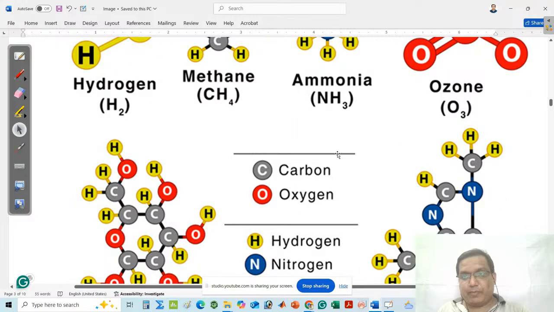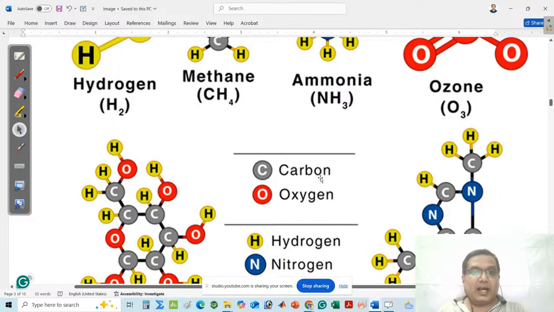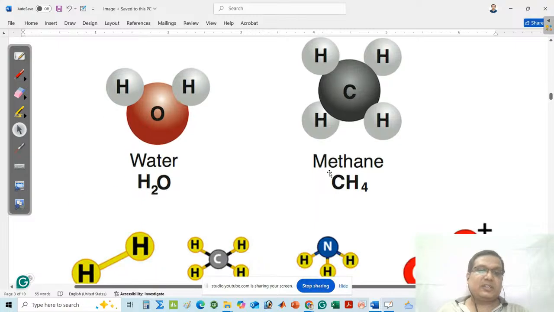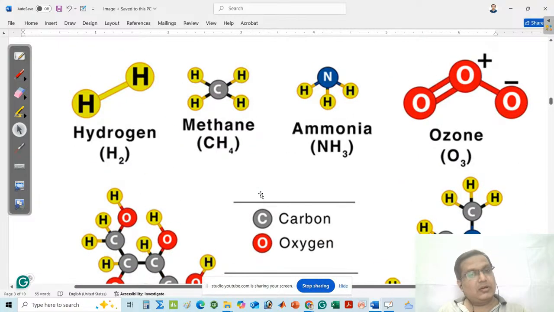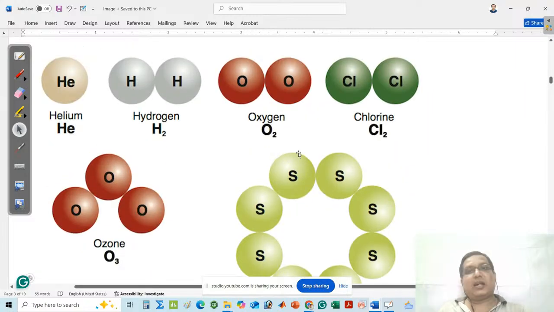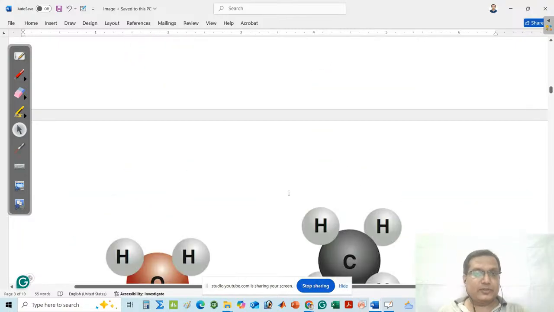Similarly, you can think about ammonia. Next, you can think about glucose. Sorry, these are the molecules. These are the molecules which are made by different types of atoms. Different type of atom means hetero, so they are said to be heteroatomic molecules. That means here you can say that molecules are classified into two types. One is homoatomic molecules, another is heteroatomic molecules.